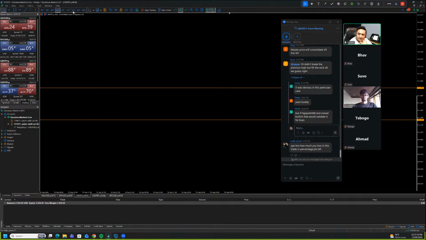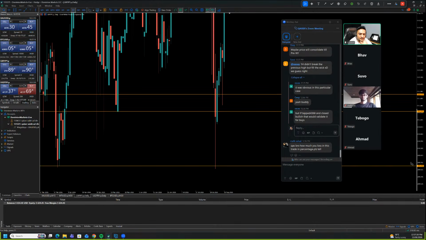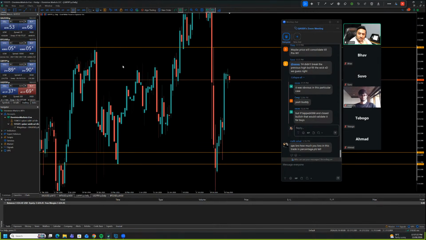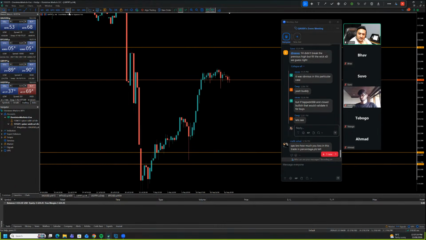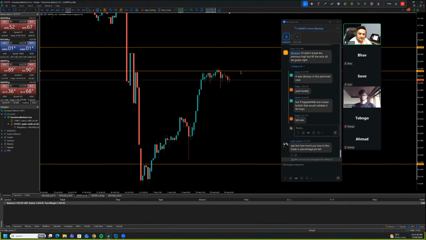What's happening on the pound yen? Where is the pound yen? It is in bullish form and doing consolidation on a higher time frame. If it could manage to break below this low, wow man, look at this one. The H4 is doing consolidation here.